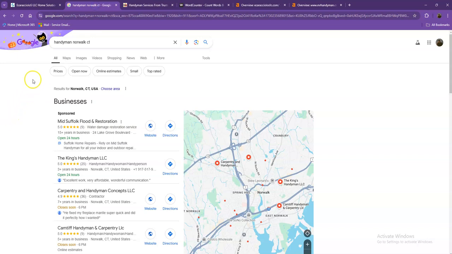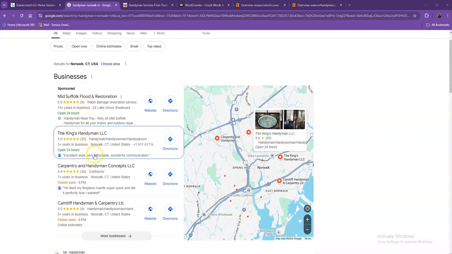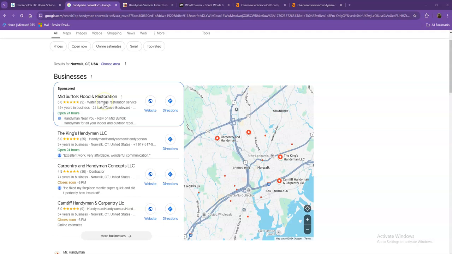So I did a quick search and I used the keyword handyman in Norwalk, Connecticut, which is a pretty good example of a strong keyword. Let's go ahead and talk more about the results that we have here. Starting off with the first one, these are what we call the map pack. And of course, this is something where you really would like to be, since these are the ones that get a lot of attention, a lot of traffic, and are easier to find.